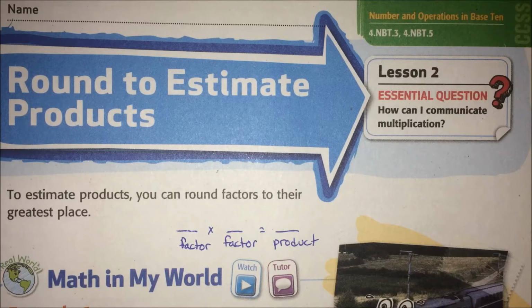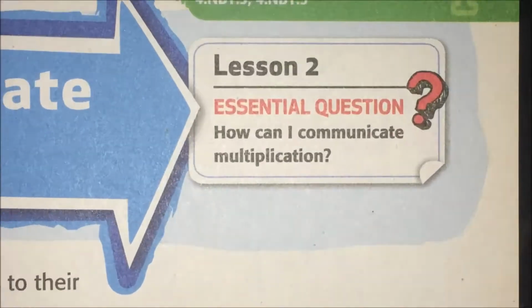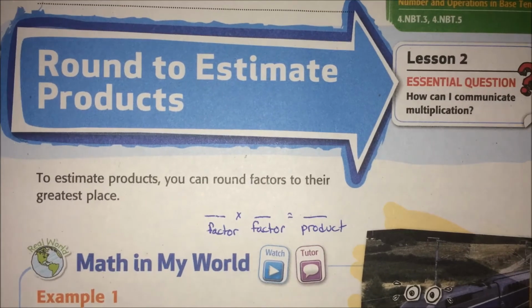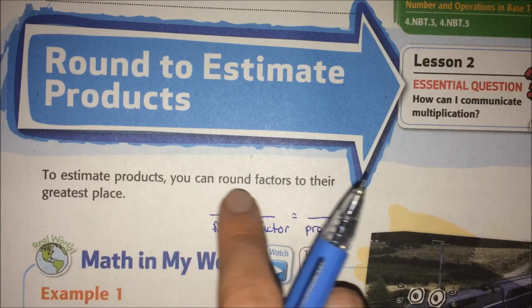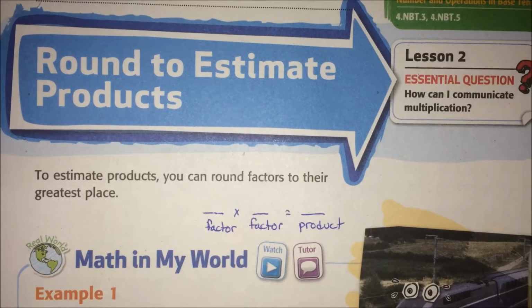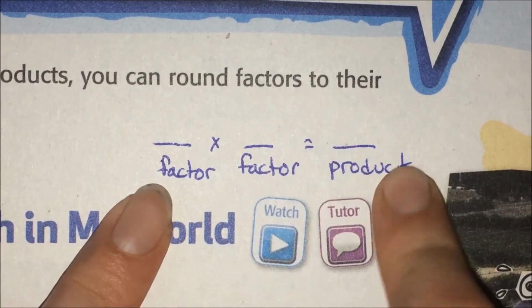Chapter 4, Lesson 2. Round to estimate products. The essential question is, how can I communicate multiplication? To estimate products, you can round factors to their greatest place. Remember, factors are the numbers that you multiply, and the product is the answer.